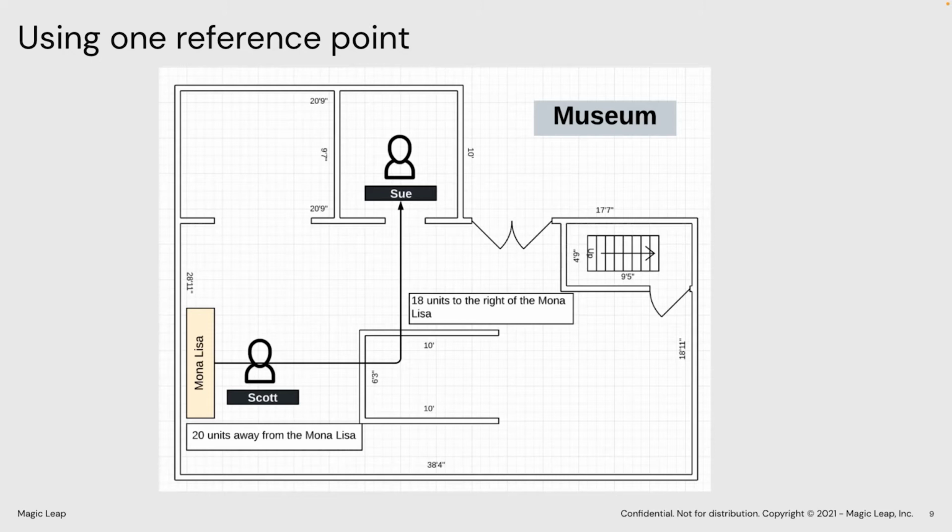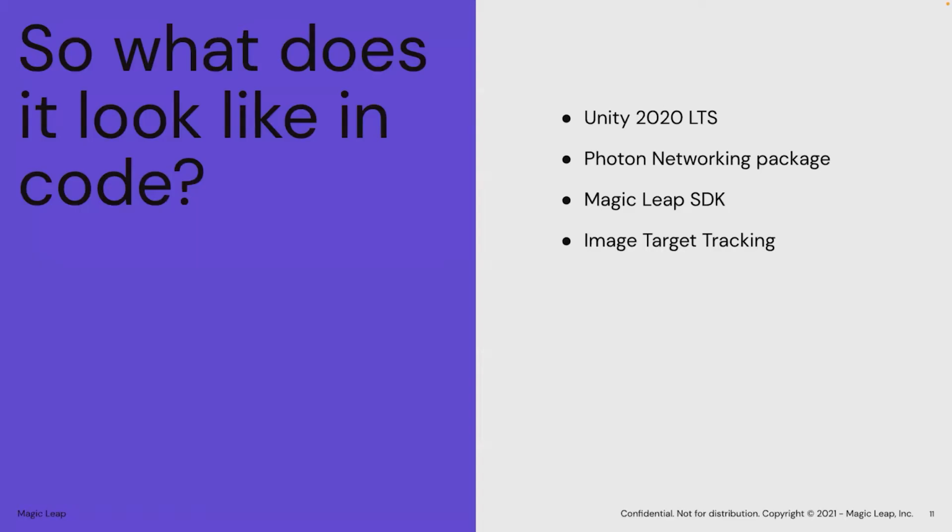So what does this code look like, and how does that relate to our Unity project? Well, we're going to assume that you've already set up Unity for Magic Leap. I won't go over the Photon networking, but if you do have questions during the hackathon, let me know, and I'll help with all your networking questions.